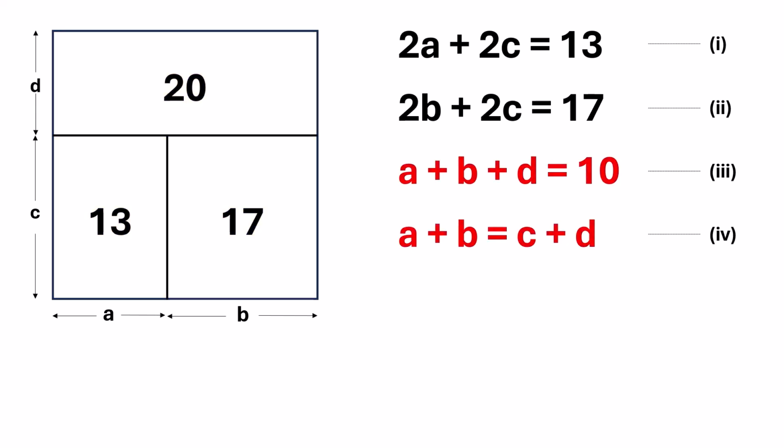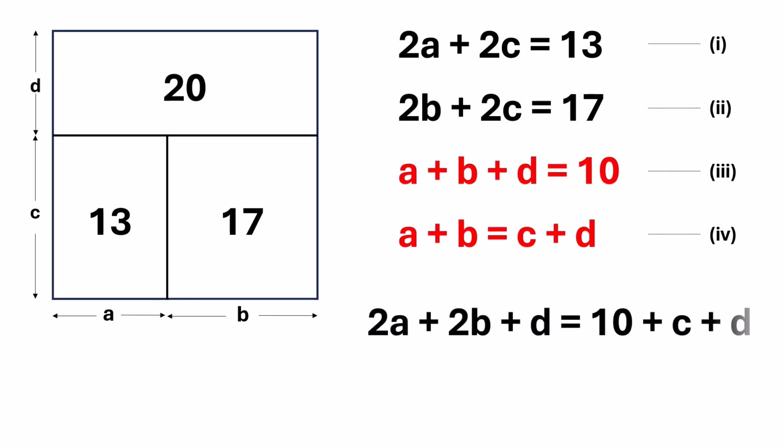Now, adding equation 3 and equation 4, we get twice A plus twice B plus D is equal to 10 plus C plus D. Canceling D from both sides, we can rewrite this as twice A plus twice B is equal to 10 plus C.